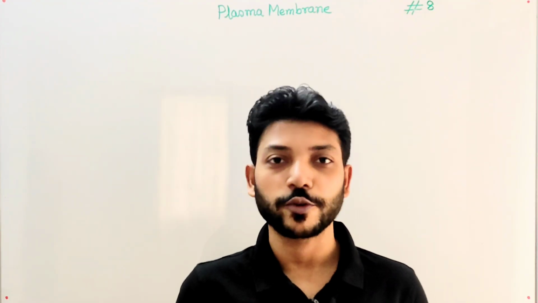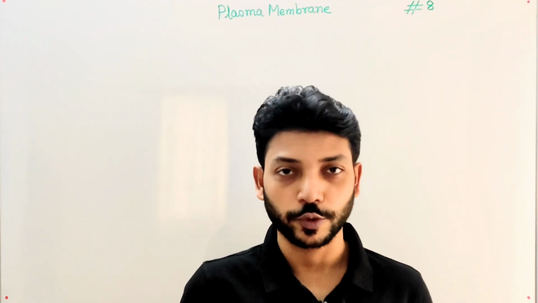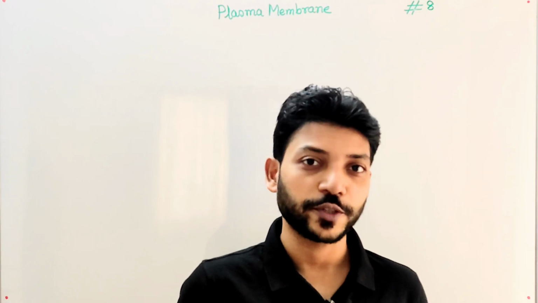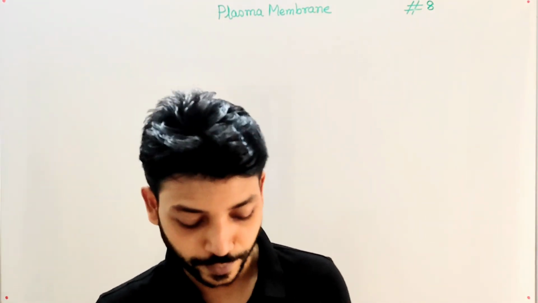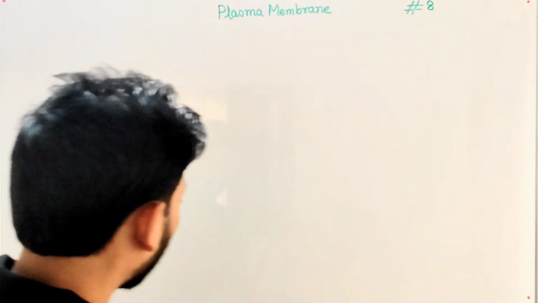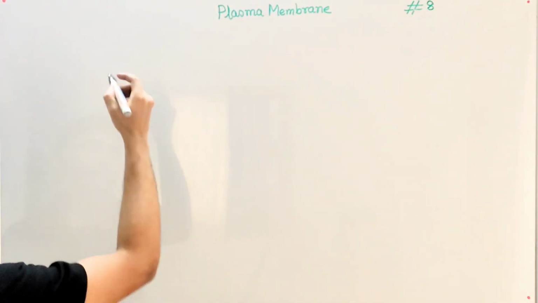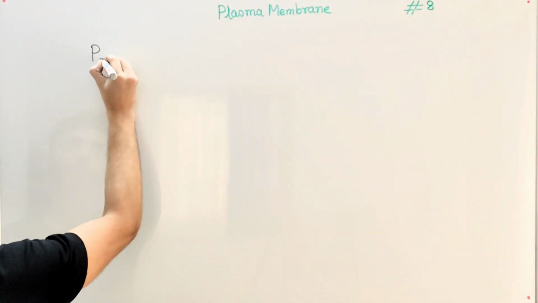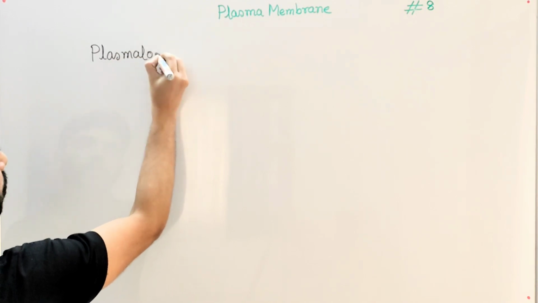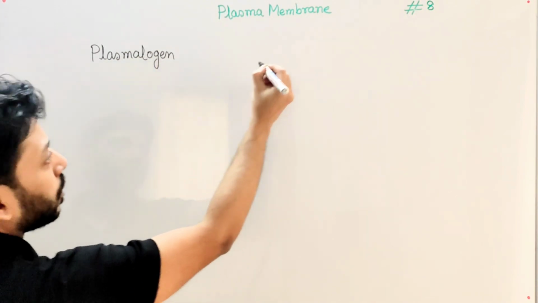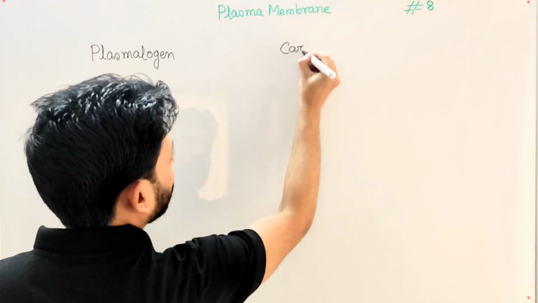Welcome everyone. Today we are going to learn about two special types of phosphoglycerides. Now in my previous video I mentioned that phosphoglycerides are a major type of lipids present in the plasma membrane. In this video I will talk about two special types of phosphoglycerides. One is called plasmalogen and another is called cardiolipin.